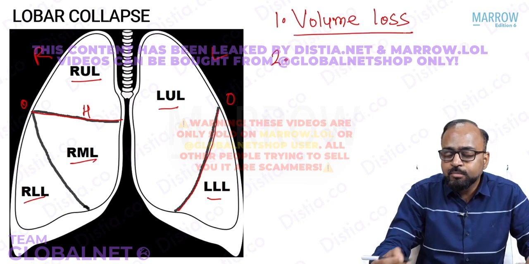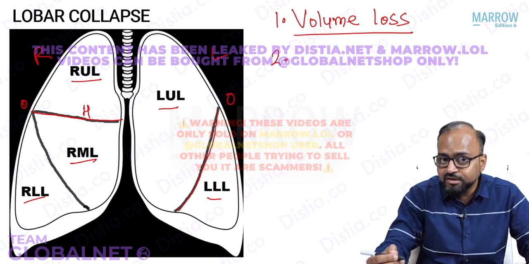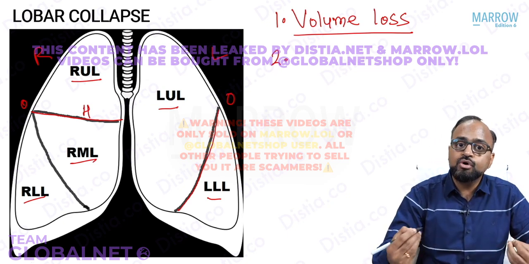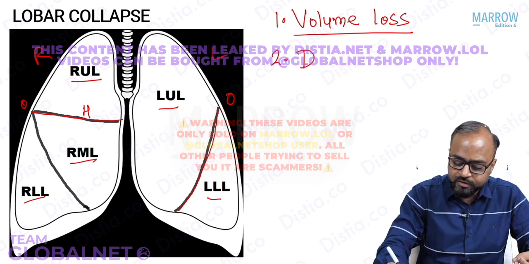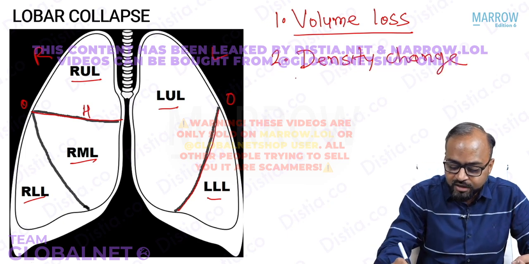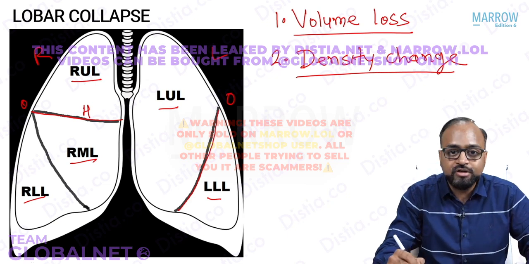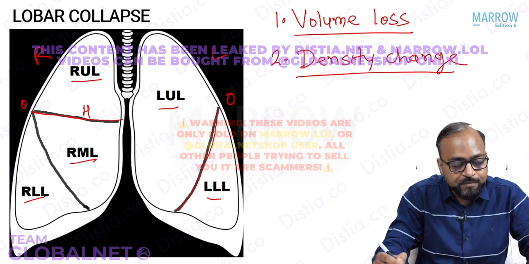And secondly, because the lung is collapsing, it is going to lose all its air within the alveoli. So when air is lost, what will happen? There will be a change in the density. So normal lung is what? Air density, but a collapsed lung is all soft tissue, so that will become water density. So these 2 things will happen.